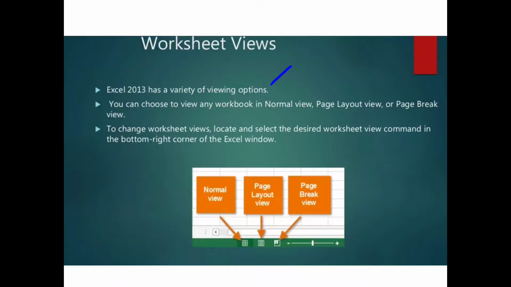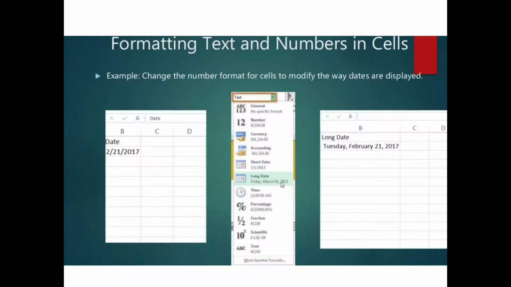Next, to change worksheet views, locate and select the desired worksheet view contained in the bottom right corner in the Excel window. So to change the worksheet views, as we just discussed, the workbook has normal view, page layout view, page break view. In these 3 types of view we can change to the desired view.